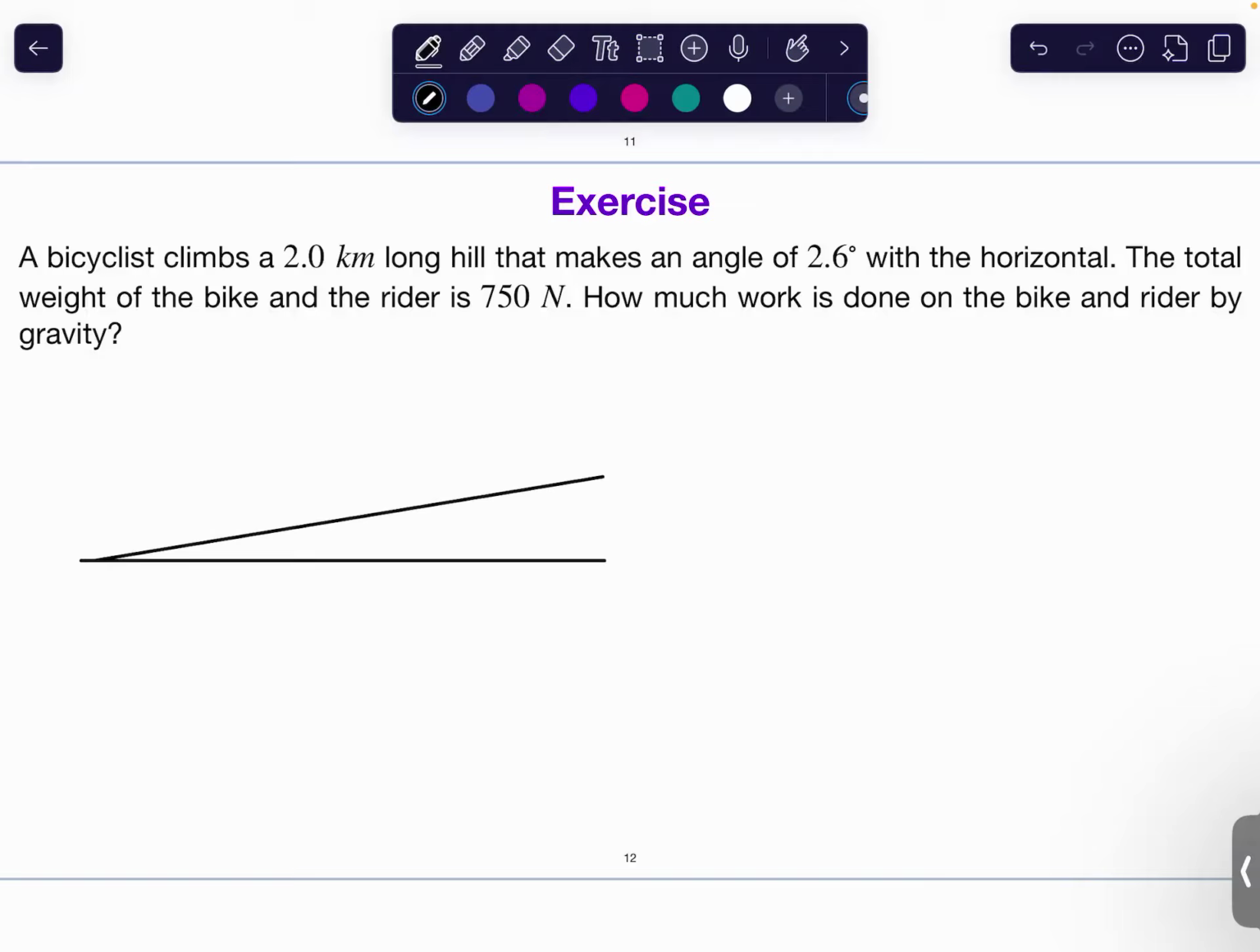Now, granted, that's a lot steeper than 2.6 degrees, but we'll get the point. The person on the bicycle is a rectangle. Now, let's think about what we have going on here. Okay, well, you have an angle theta.